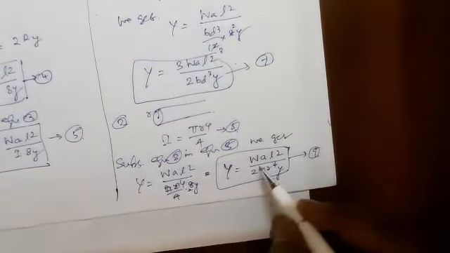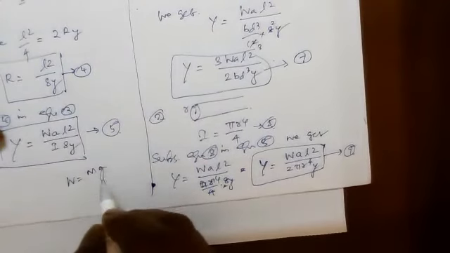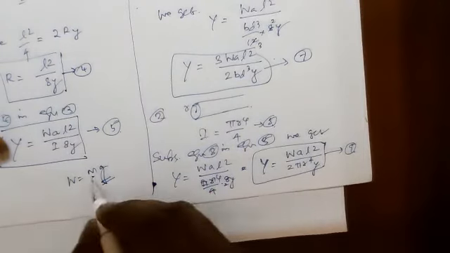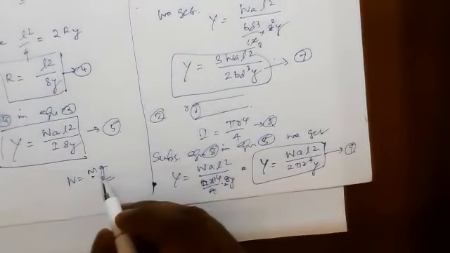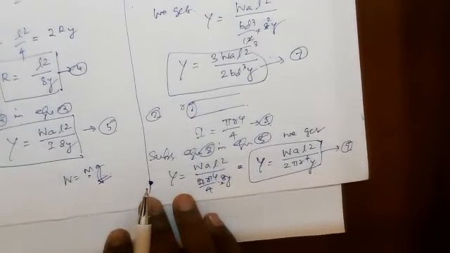In this equation, W equal to mg, where m is the applied mass and g is the acceleration due to gravity.